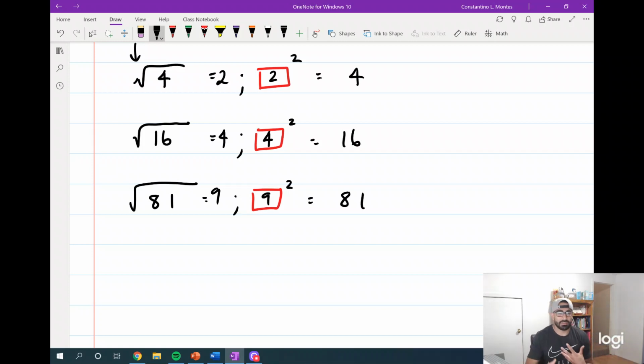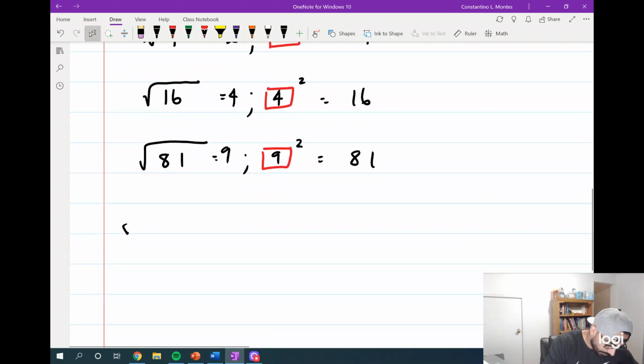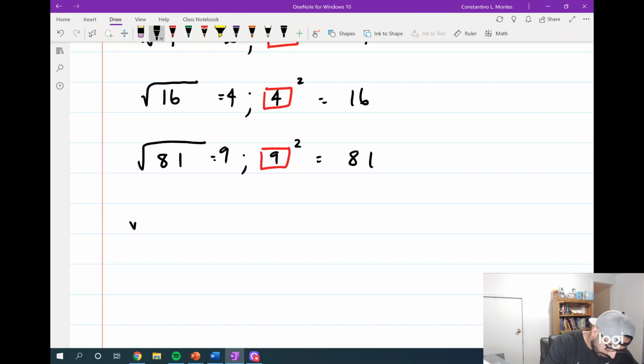All the numbers that I've given you so far are really, really nice. So there are numbers like, whoops, if I took the square root of 5, what number do I square to give me 5?